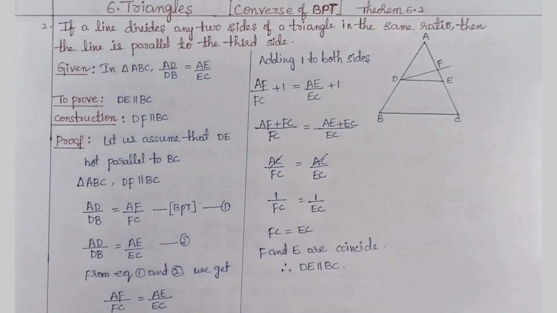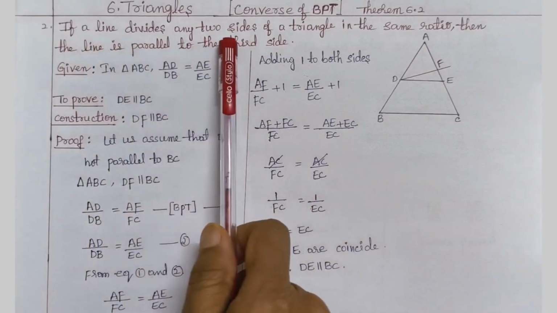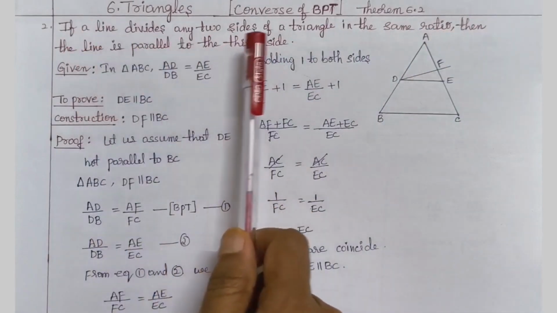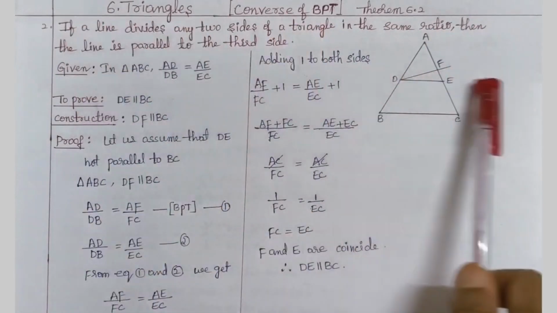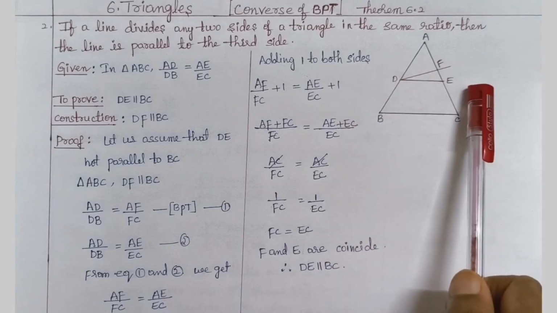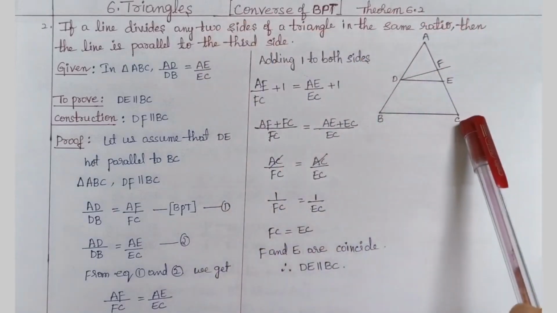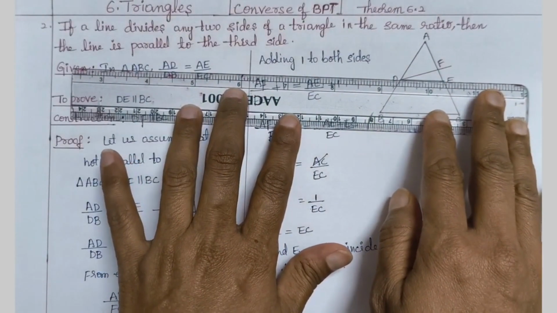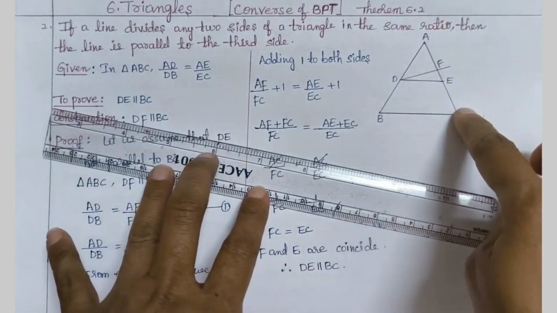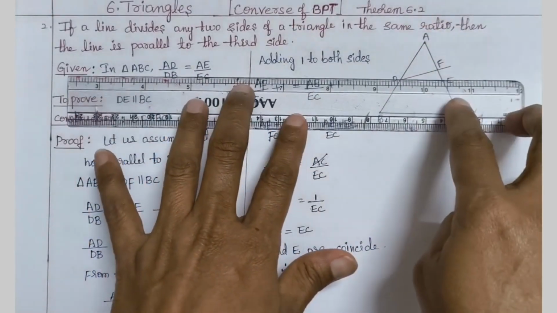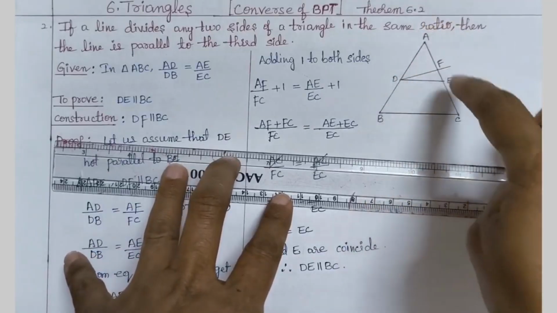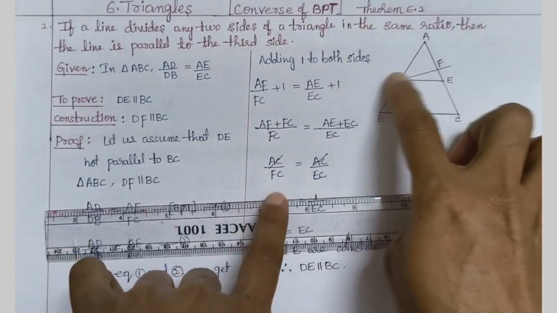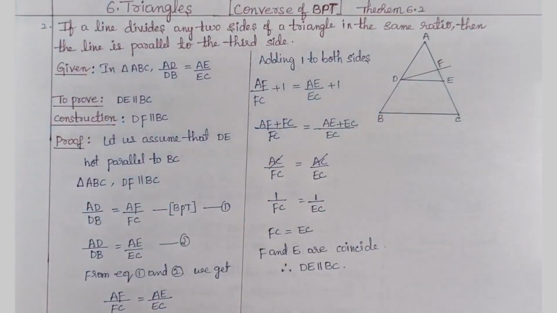This is theorem 6.2. What is the theorem? If a line divides any two sides of a triangle in the same ratio, then the line is parallel to the third side. See, this line DE divides two sides of the triangle in the same ratio, meaning AD by DB is equal to AE by EC. Then line DE is parallel to the third side. This is what we have to prove.